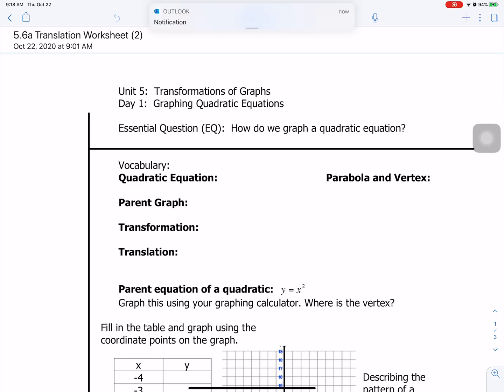This vocabulary on top, you don't need to write the vocabulary in here. I would much prefer you to take those vocabulary and put it into your notes notebook. So quadratic equation, it would be any equation with the highest power being an x squared or being a squared.